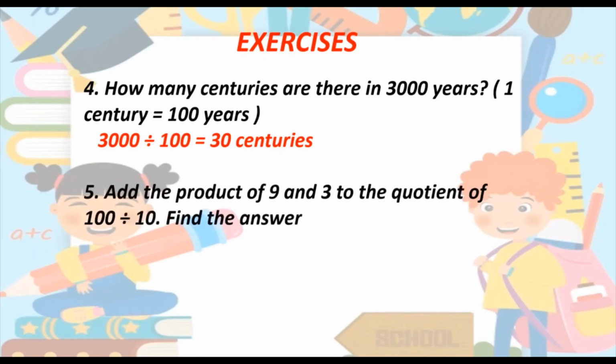Add the product of 3 and 9 to the quotient of 100 divided by 10. So product means to multiply. So we multiply 9 by 3, we get 27. And the quotient of 100 divided by 10 is 10. Now we add 27 and 10 to get 37.